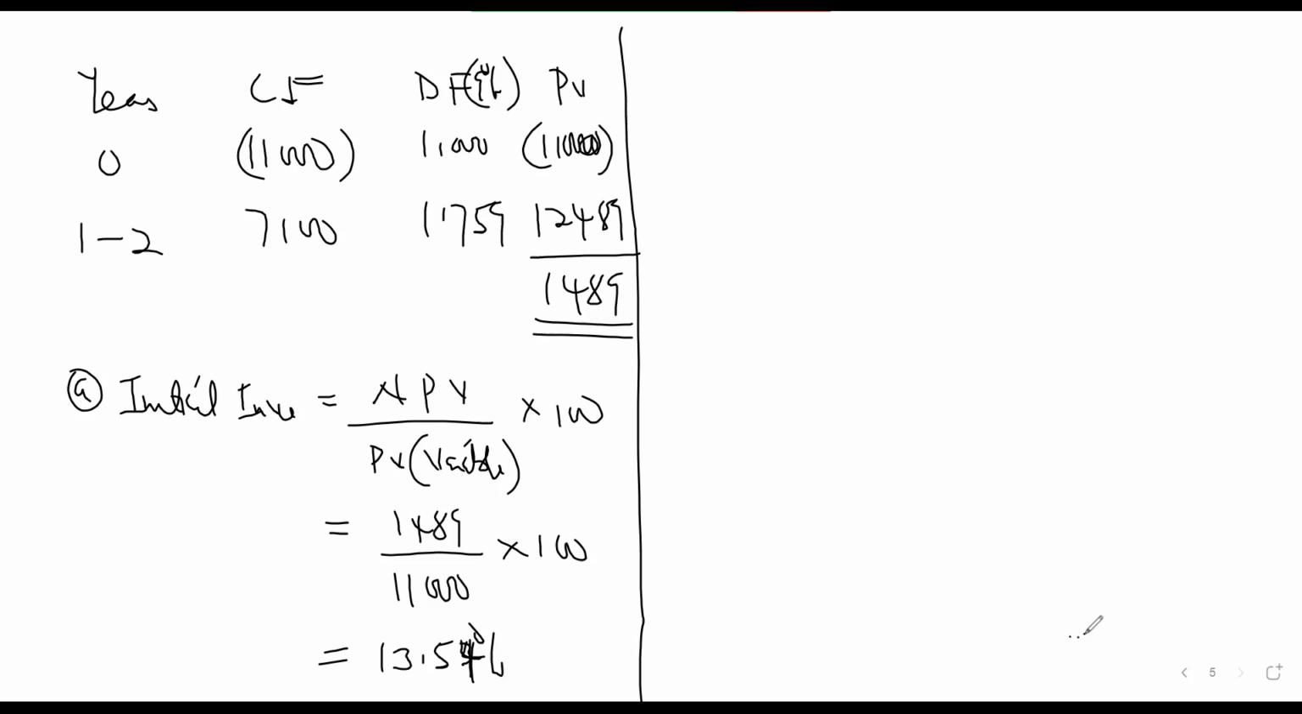So if the initial investment increases exactly by 13.54, the project will break even. That means that the NPV will be 0. But if it should increase above 13.54, the project will run into a loss. That is the first one. Let's go to the second one. What is the second issue?